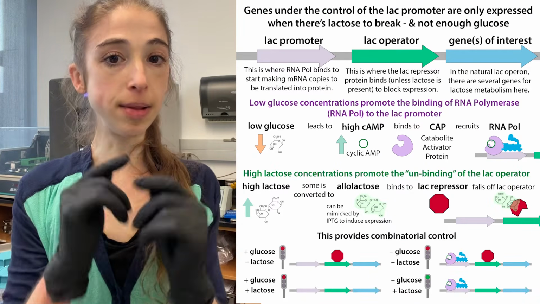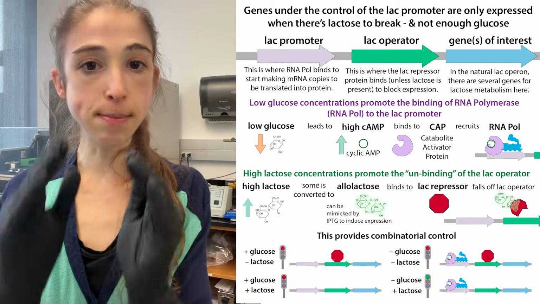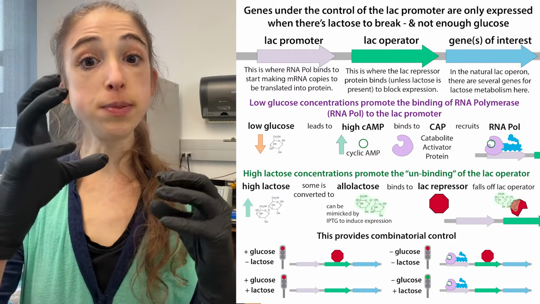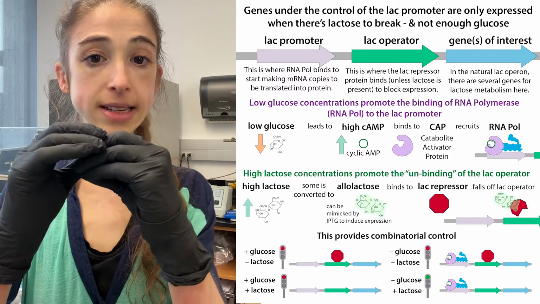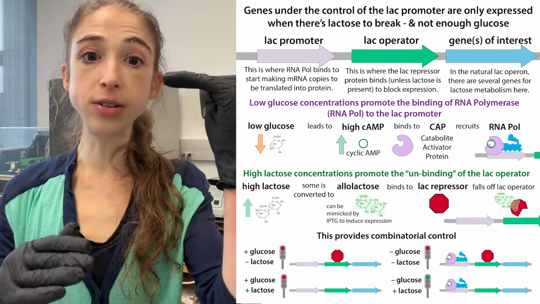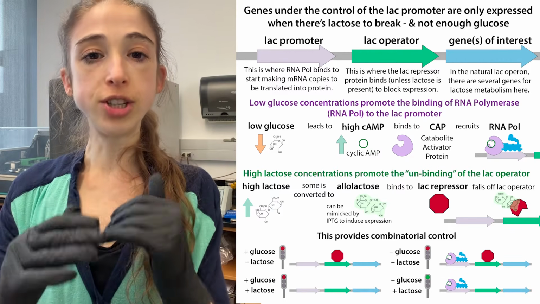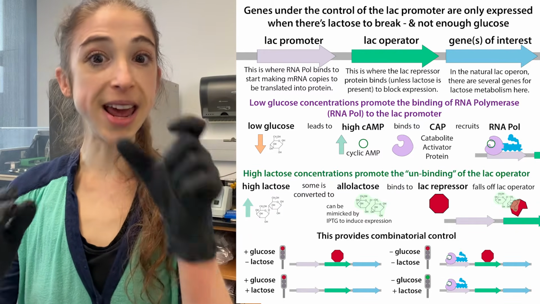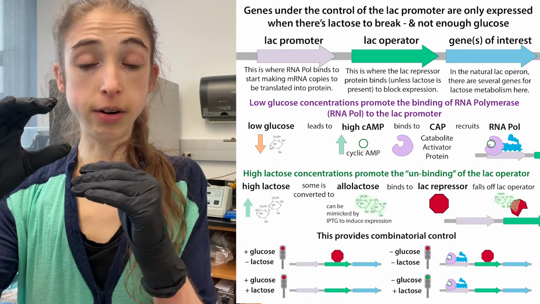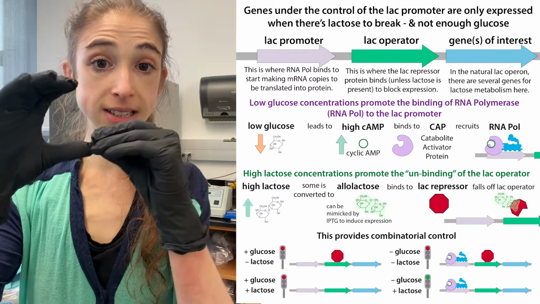But RNA polymerase actually needs some help to get there. There's this protein called CAP, catabolite activator protein, and it helps bring the RNA polymerase to the site. If there's a lot of glucose, there's going to be a low level of cyclic AMP, cAMP, which is what binds to CAP. Bottom line, high levels of glucose are going to prevent RNA polymerase from being recruited, whereas with low levels of glucose, now you're going to get RNA polymerase brought to the site.